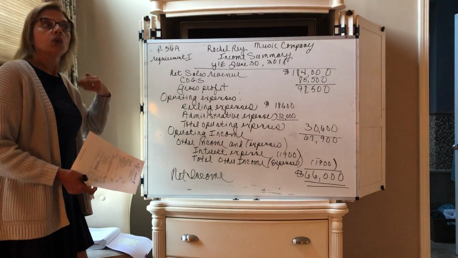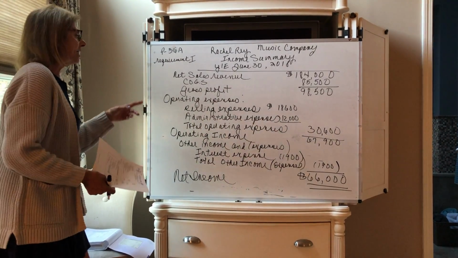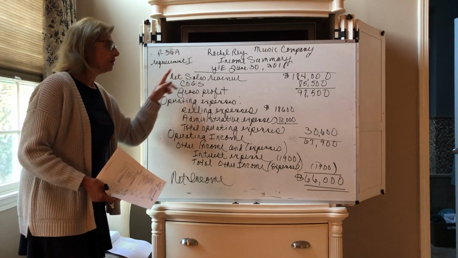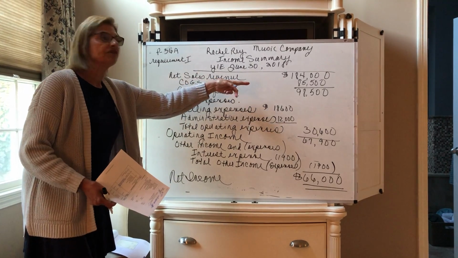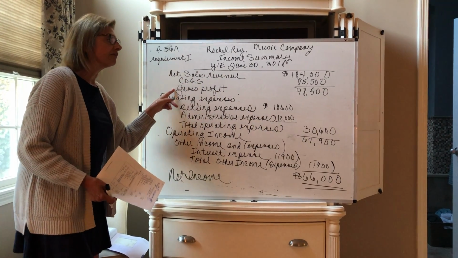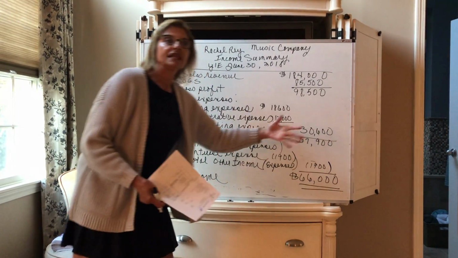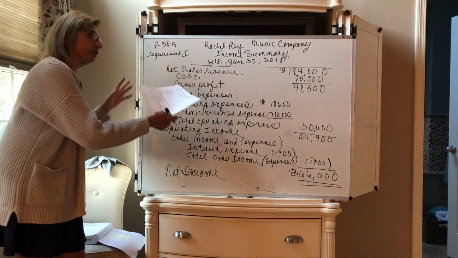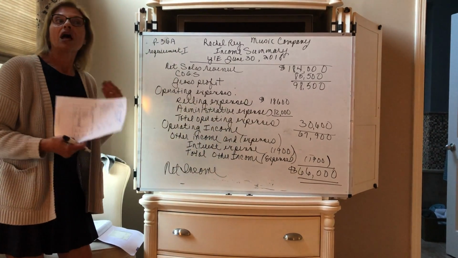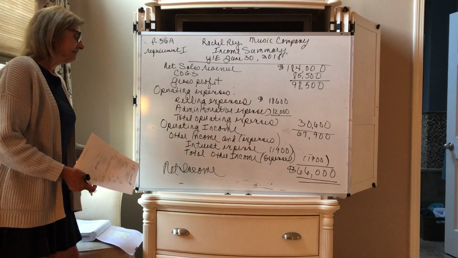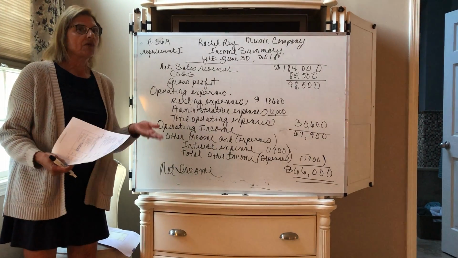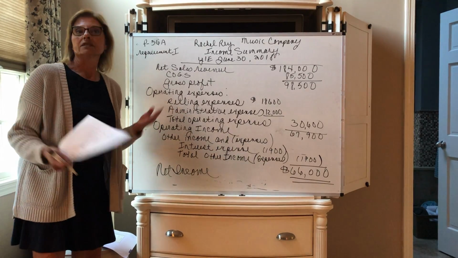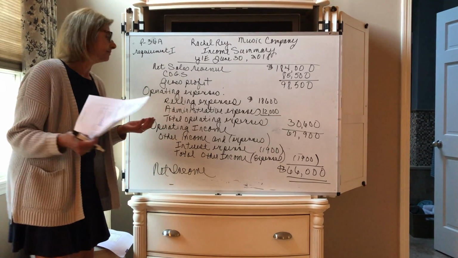So I'm just going to go over the steps to the multi-stepped. The net sales revenue, the 184,000, minus cost of goods sold, 85,500, equals gross profit, 98,500. That's what you made before deducting your other expenses, your operating expenses. That's going to give us operating income. Sometimes that's called income from operations, but this book likes to call it operating income, same thing.